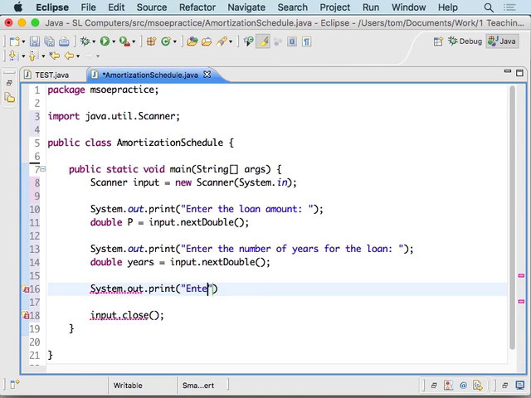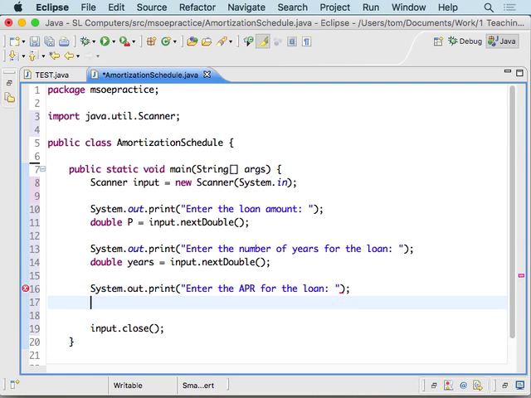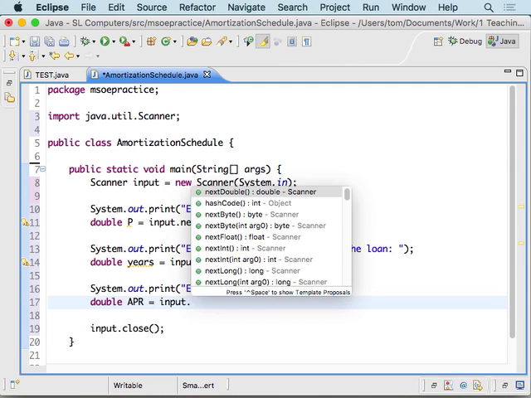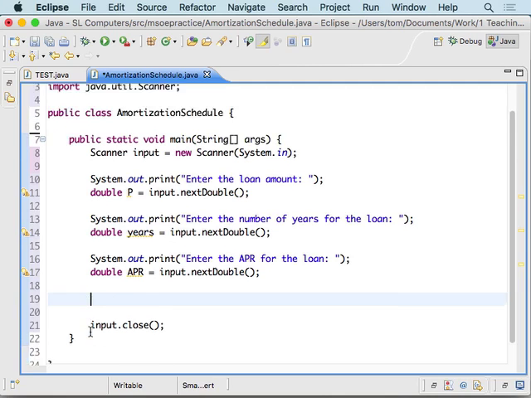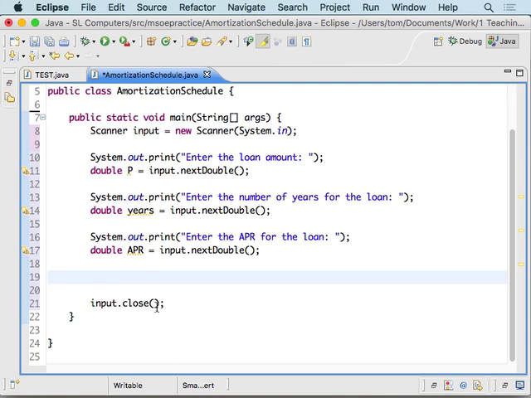And then it asks me to enter the APR, so the annual percentage rate for the loan. And I'm going to call that APR. Input the next double there. And so the kind of confusing thing for this particular problem is there's a bunch of intermediate steps that I need to take in order to do what I want to do for this problem.